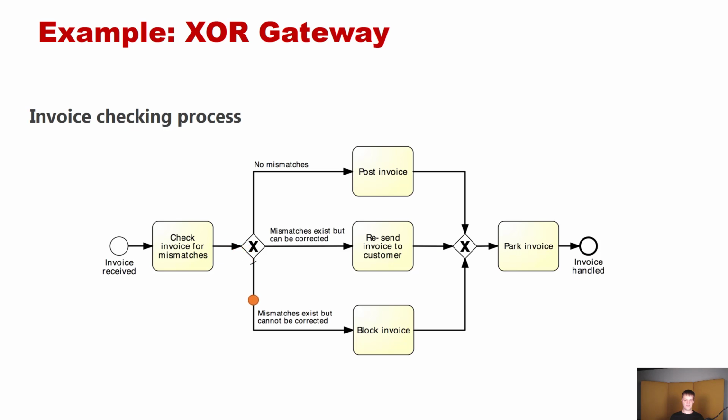But if the mismatches cannot be corrected, then we are going to block the invoice and continue with the process flow. And in doing so, we are going to reach the XOR join. And given that at least one of the incoming branches has finished, we can go through the XOR join, park the invoice, and finish the process execution.